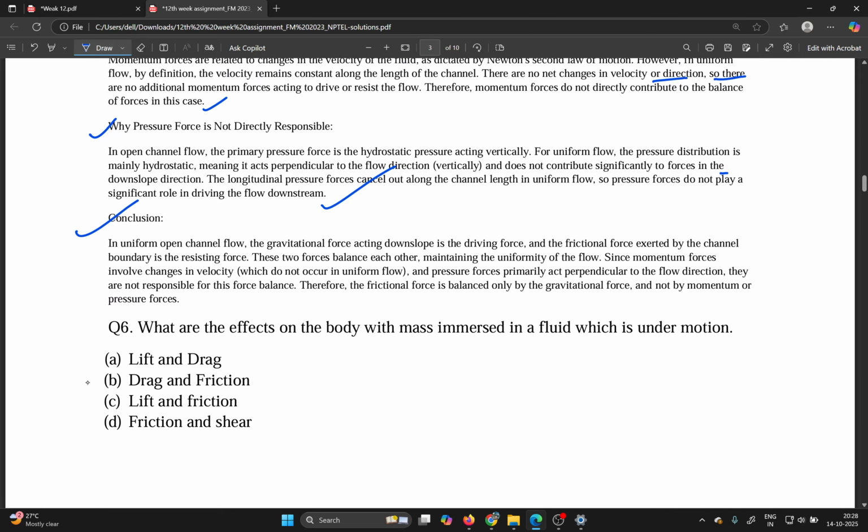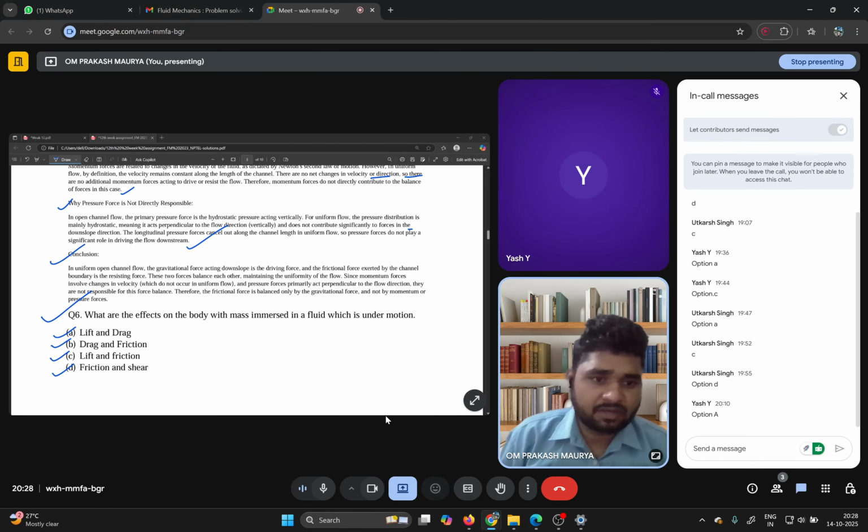Next question, question number 6. What are the effects on a body with mass immersed in fluid which is under motion? The options: lift and drag, drag and friction, lift and friction, friction and shear. Just think on that and try to write your answer in the chat box. So you have 2-3 minutes for this question. So please just think on that.